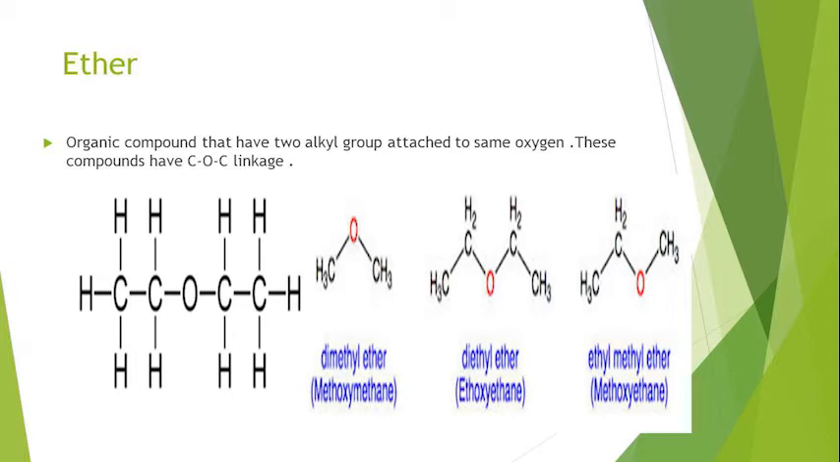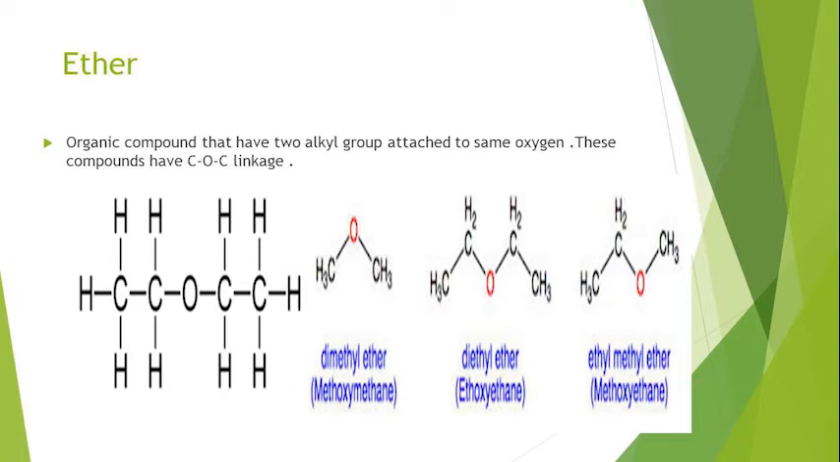So we can say that ether is subdivided into 2 groups. One is symmetrical ether or simple ether. The second one is unsymmetrical or mixed ether. In symmetrical ether, when similar alkyl groups are attached to oxygen atom, the ether is called symmetrical or simple ether, as you see in first example diethyl ether, in which both sides of oxygen are attached to the same group.